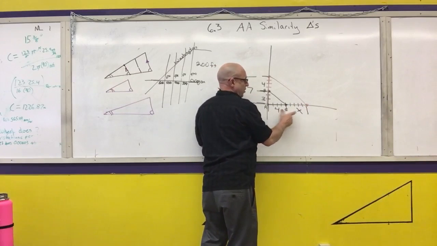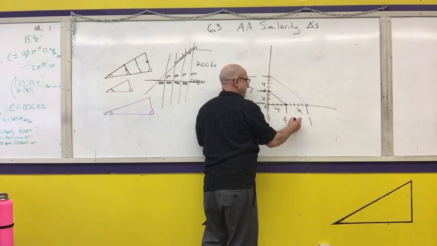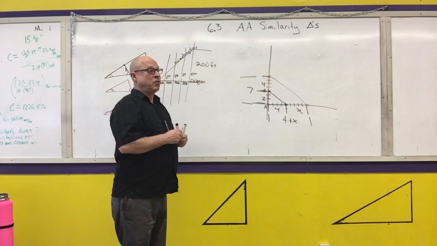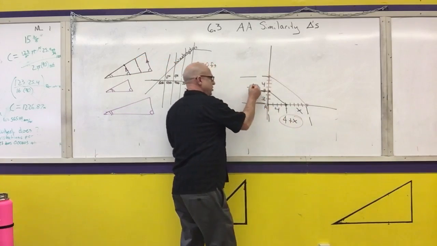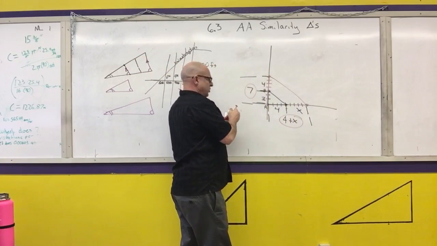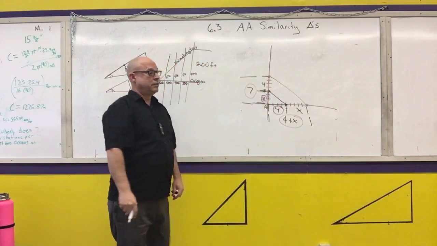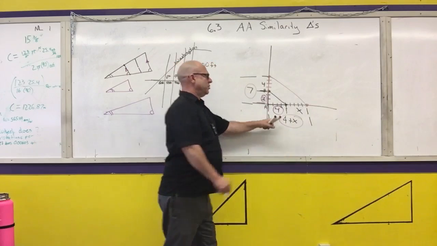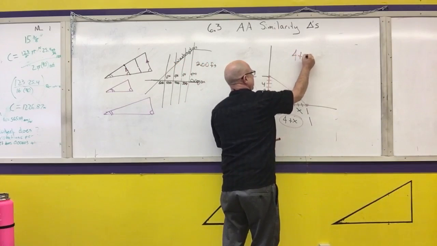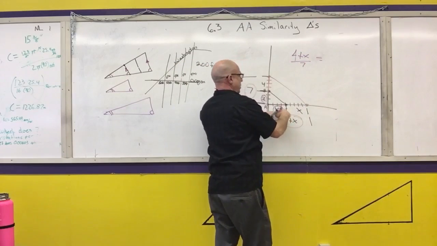So if this distance is 4 and this distance is x, what is the total distance? 4 plus x. So here are the proportions I'm going to set up. I'm going to set up the total distance over the total distance equals my short distance over my short distance. And that will give me the y coordinate over here. So 4 plus x over 7 equals 4 over 3.